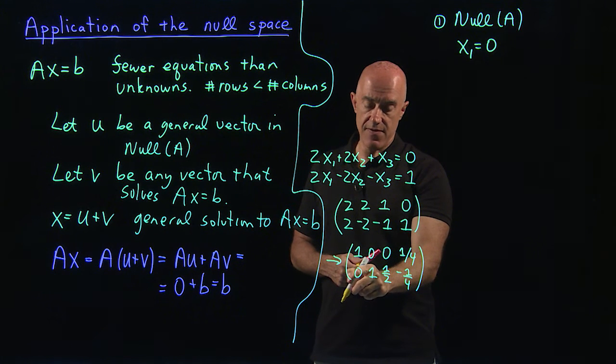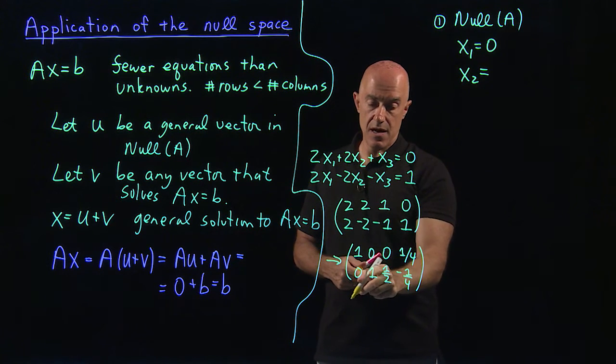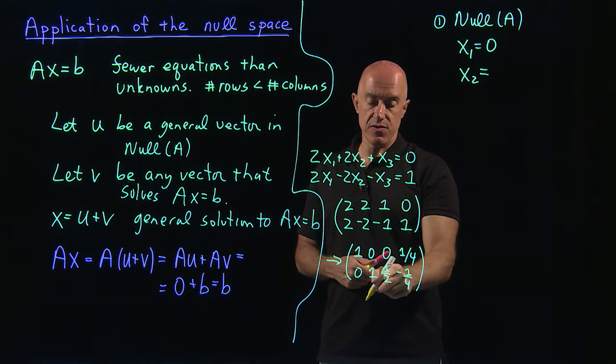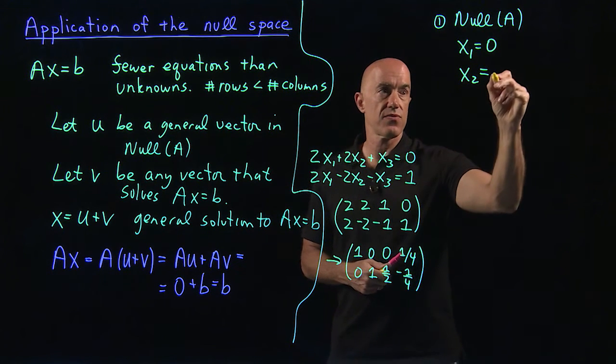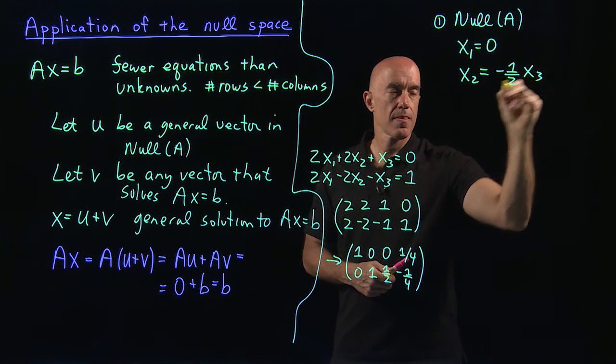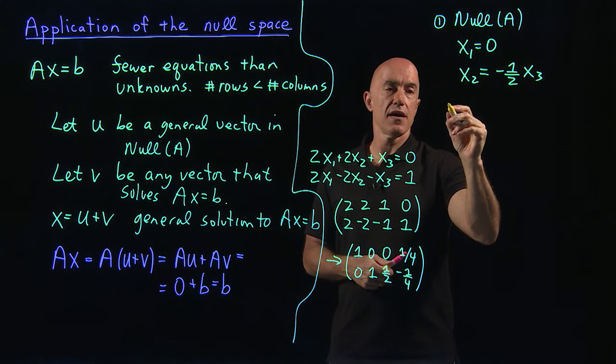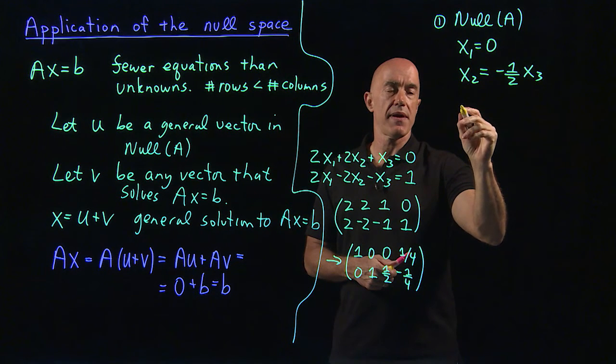And then we have x2 plus 1 half x3 equals 0. So x2 equals minus 1 half x3. Okay. So the null space of A has the following basis.